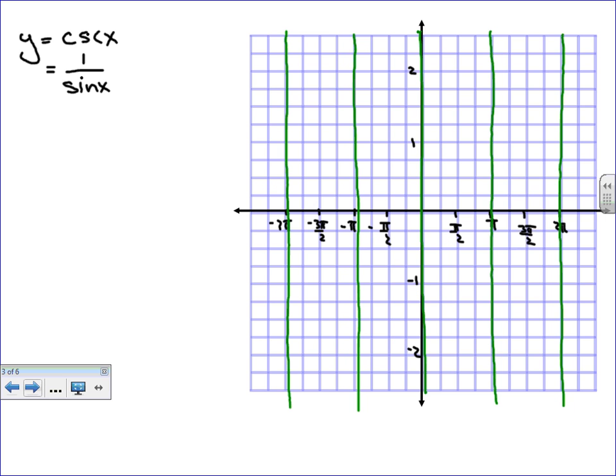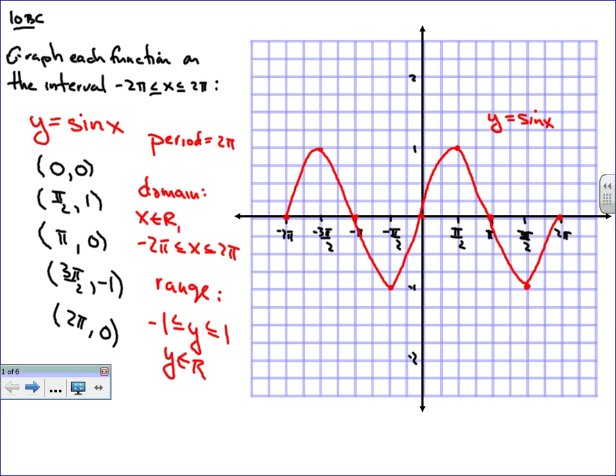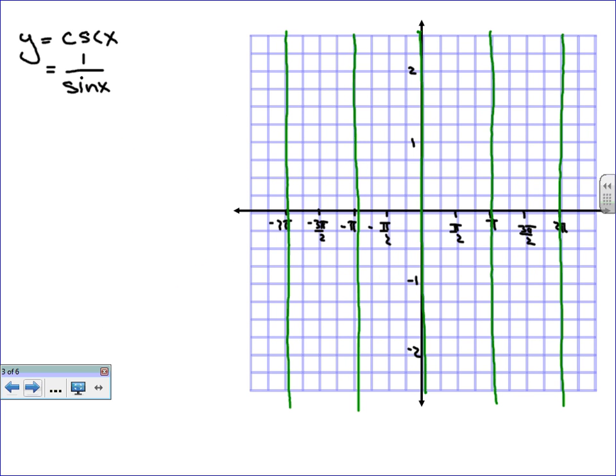So I draw in my asymptotes. Going back to the sine curve, whenever sine is equal to 1, which is at negative 3 pi over 2 and pi over 2, what would the cosecant be equal to? If I plug 1 in for sine, what's the value of the cosecant going to be?